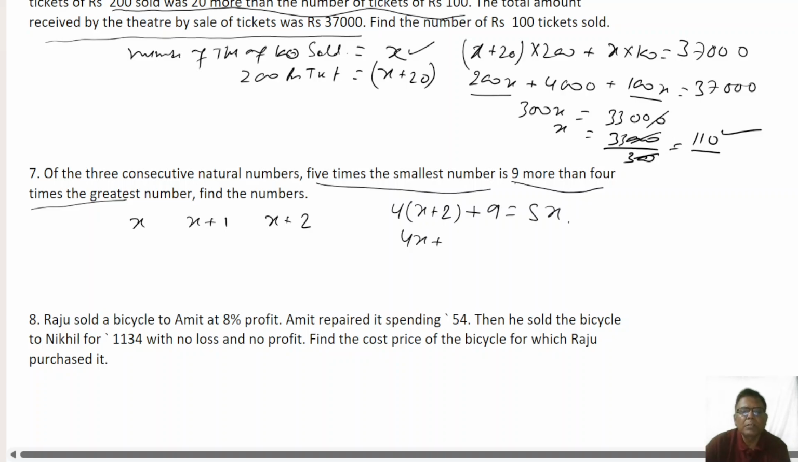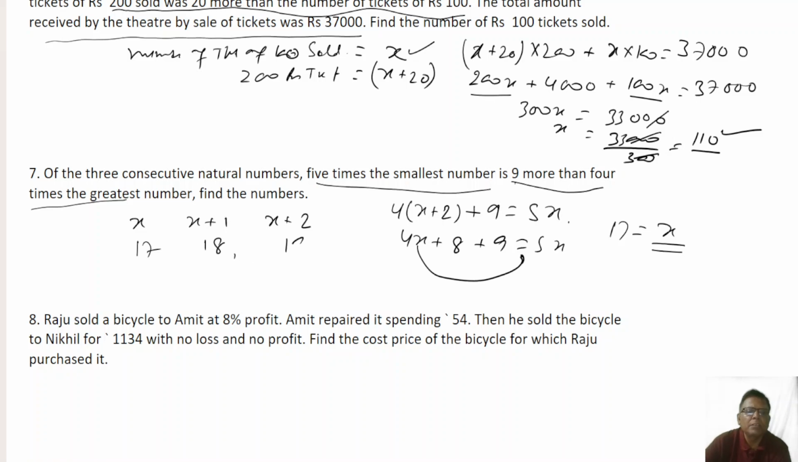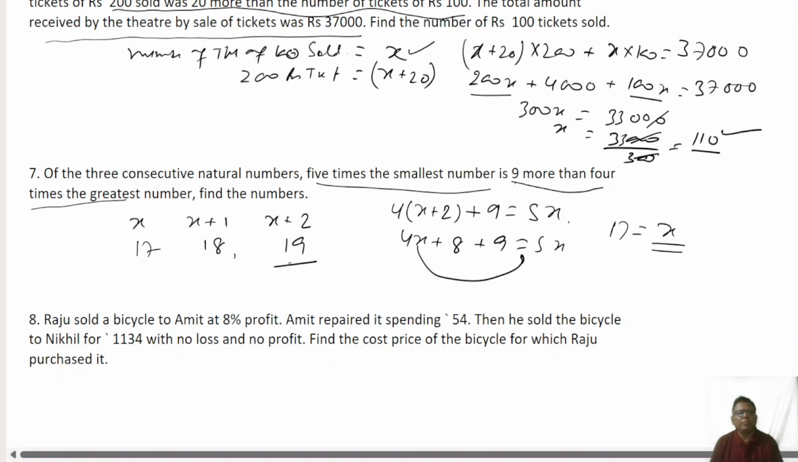Then 4x plus 8 plus 9 is equal to 5x. So take this side, then 17 will be x. Then the numbers will be: this is 17, this is 18, this is 19. So the numbers will be 17, 18 and 19.